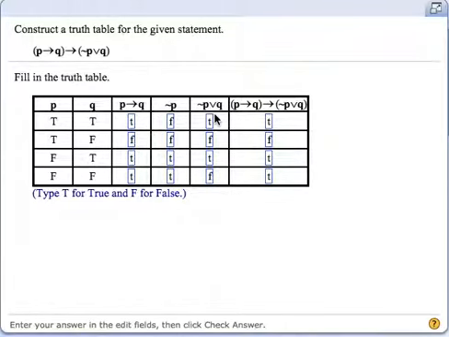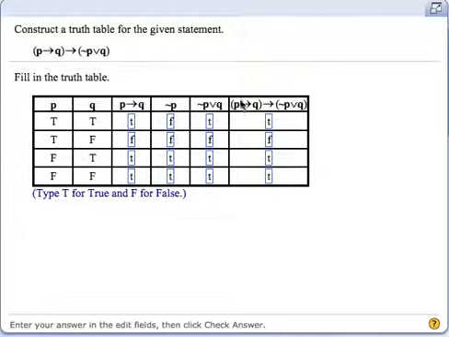Now let's continue to piece these together, because now we're saying not P, or, again, that V means or, Q. So I'm just looking at this column and the Q column, columns 2 and 4. If it's or, if either of them are true, I'm going to put true. So this one's true, so it's definitely going to be true. This one's false and this one's false, so it's false. This one's true and true, true. And this one's false, but this one's true, so this one should be true as well.